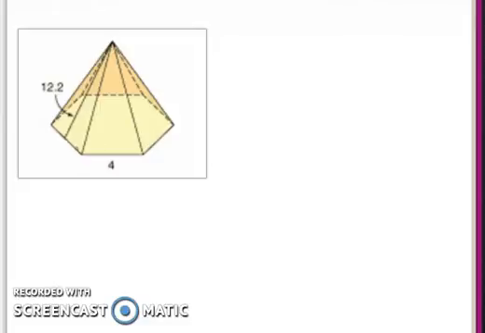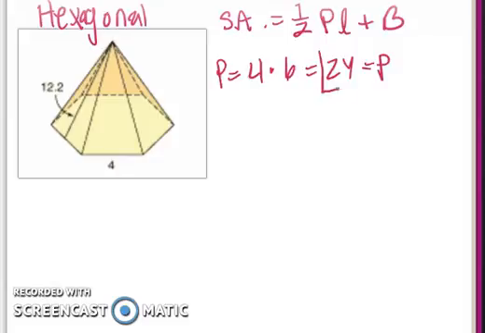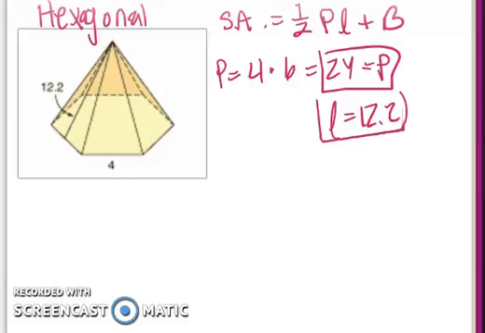Alright, here's our last one. This is a hexagonal, so it's always important to know what base we have. This is, whoops, forgot the A in there. Hexagonal pyramid. So the surface area for a pyramid is given to us as 1/2 PL plus B. Well, 4 is the side length, so perimeter is going to be equal to 4 times 6 sides, which is 24. Slant height is given to me as 12.2. The area of the base is not given to me.